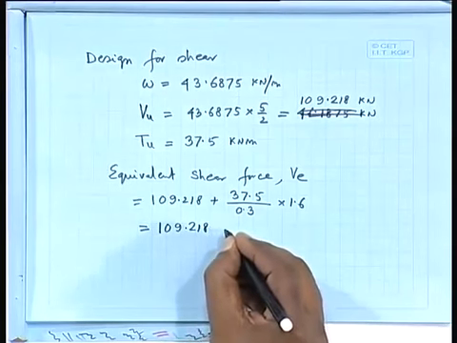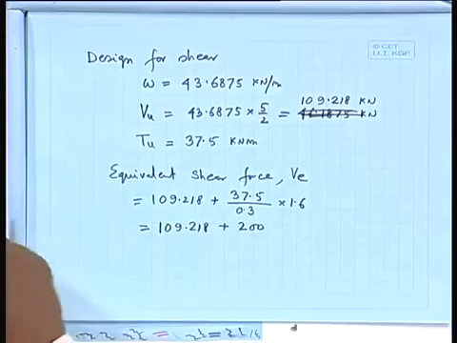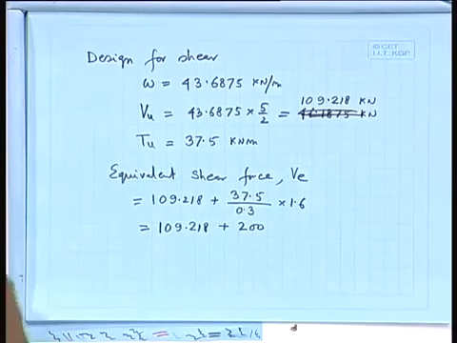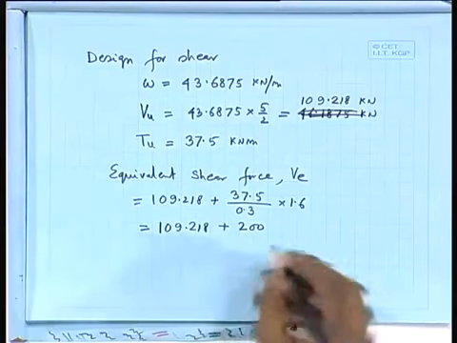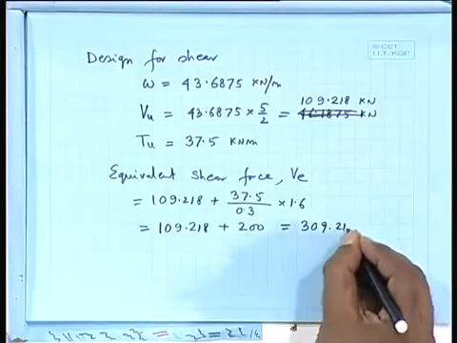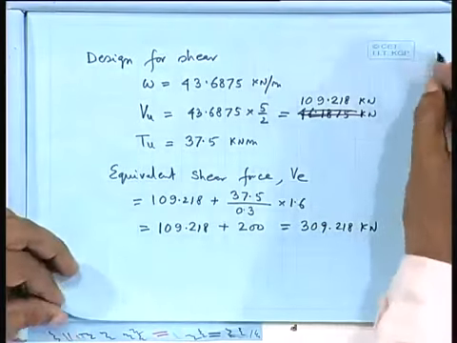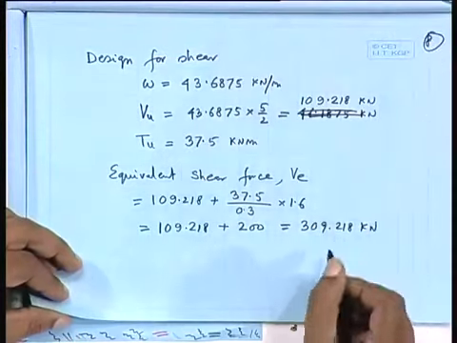so 109.218 plus 200, 37.5 by 0.3 into 1.6, 200. So this one comes at 309.218 kilonewton. So equivalent shear we are getting here 309.218 kilonewton. So first thing we have to calculate is the average shear stress.